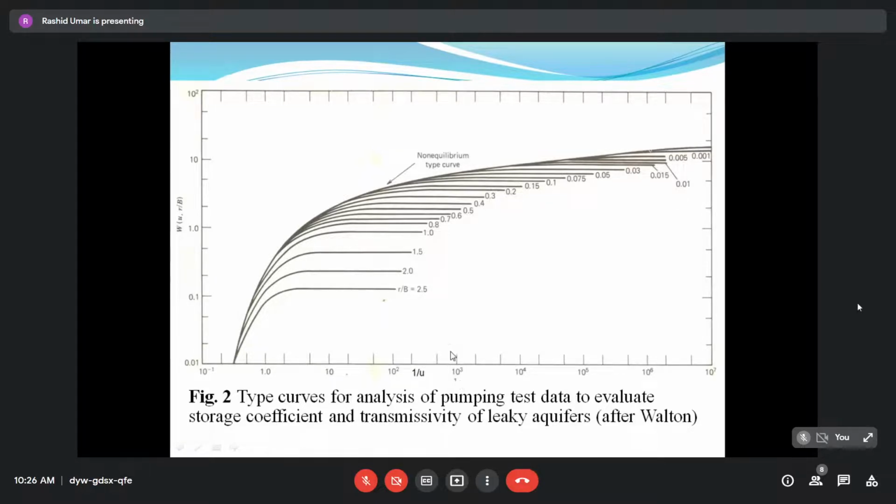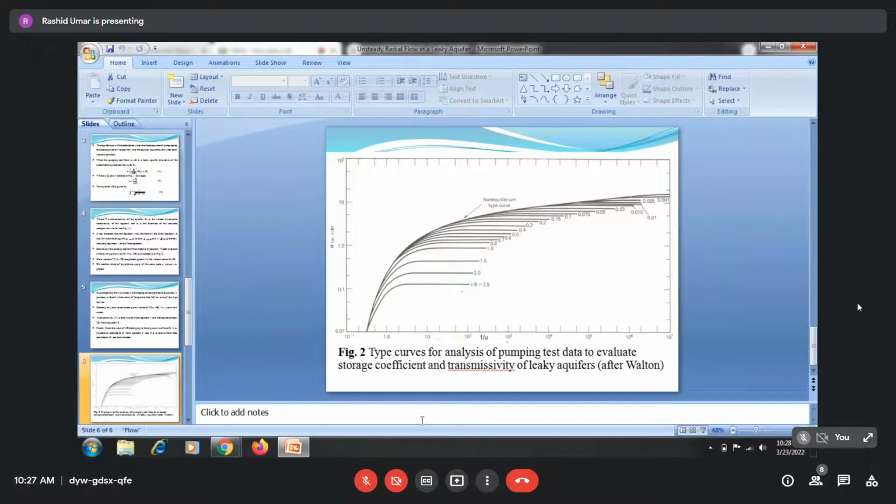Once you have this, then for that particular match point, you read time and drawdown from your data curve. Your graph may be matching here, here, or here. Wherever it matches with one of these curves, that will be your match point, and you will note down the value of W and R by B from where it is matching, and 1 by U from where it is matching, and then you will have a solution for this particular method.